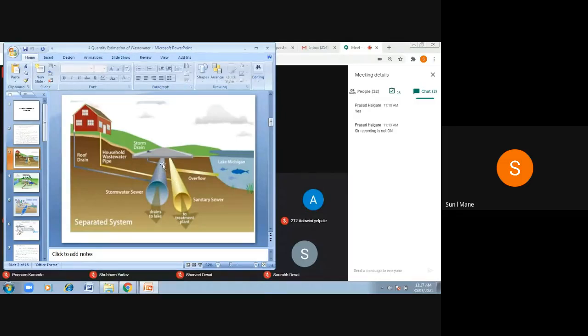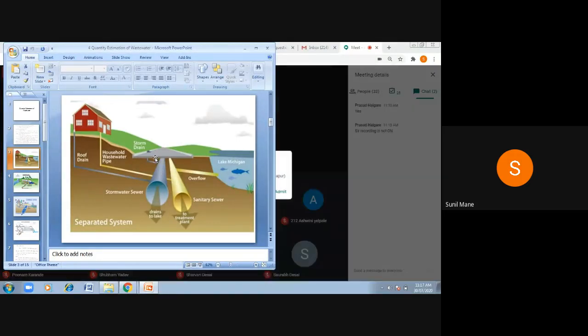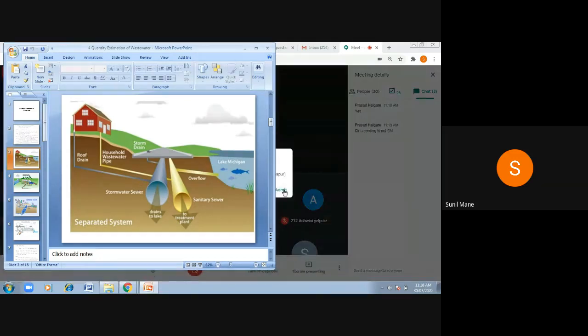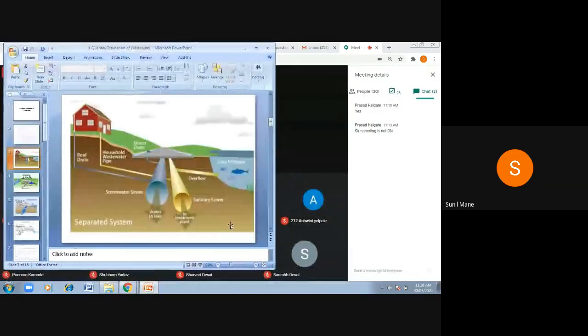But depending upon the requirement, these systems would be designed, and depending upon the design, these separate systems would be designed. Again, it is a kind of requirement. This is the first way in which the wastewater flow can be diverted and collected. It is collected differently. The wastewater quality in this pipe would be different from this pipe, definitely.